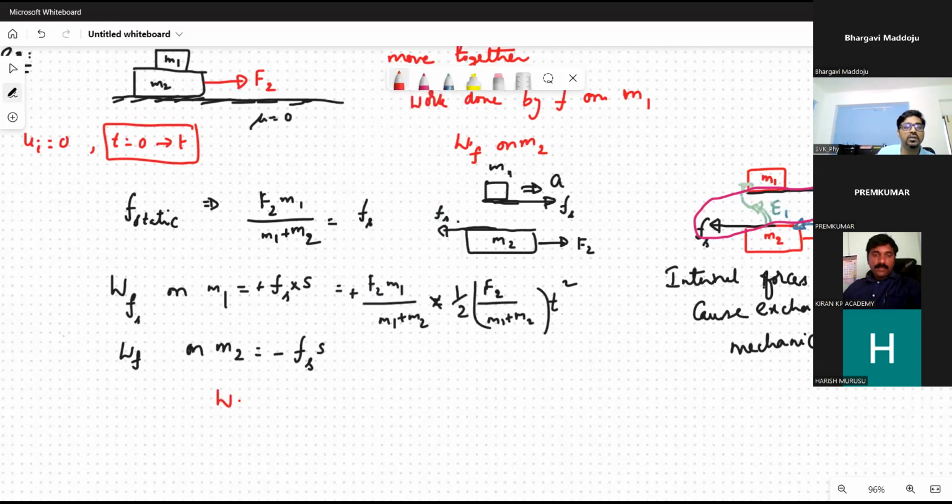So work done basically is a flow of mechanical energy. Work meaning flow of mechanical energy. Positive work meaning positive flow, inflow of mechanical energy. Work done on the body greater than 0 means it is inflow of mechanical energy.